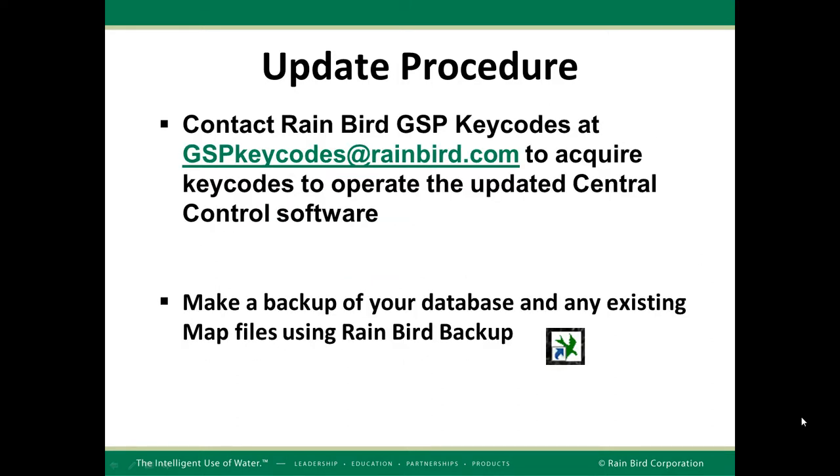After you've saved the files on your desktop, you'll want to contact Rainbird GSP to get the key codes required for the version 8 software. The old key codes that you use for version 6 or version 7 of Rainbird Central Control will not work with version 8. You can contact Rainbird GSP for key codes by emailing gspkeycodes@rainbird.com.